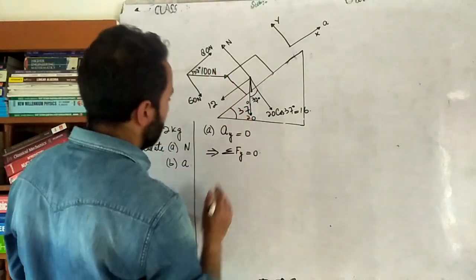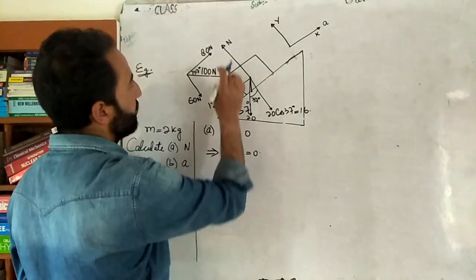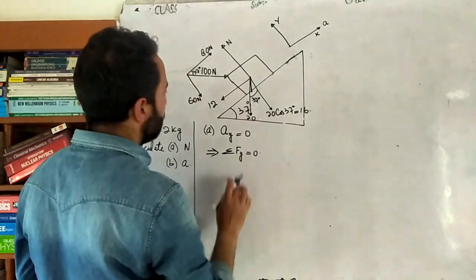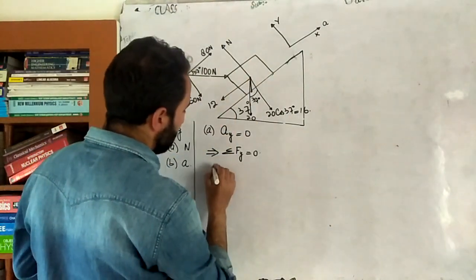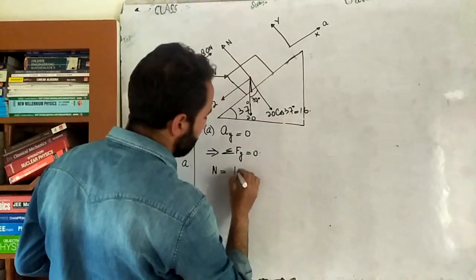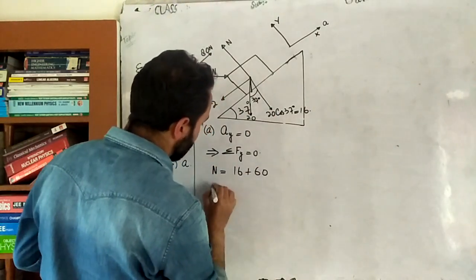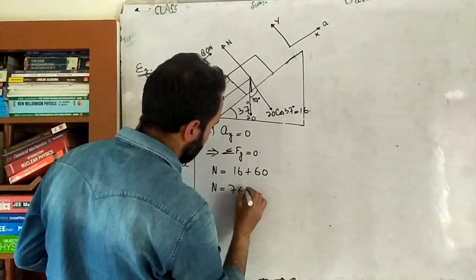So this force here is N. How many forces are there along the y direction? One is N, another is this 60 newton, another is this 16 newton. Okay, so we'll start from here. N will obviously be equal to 16 plus 60, so the normal reaction becomes equal to 76 newton.